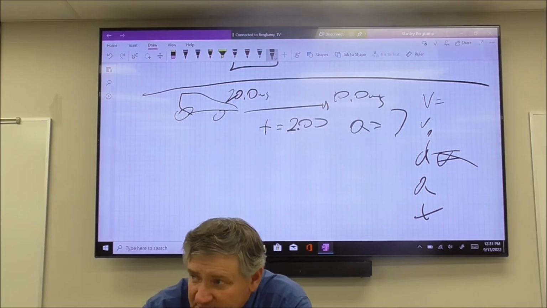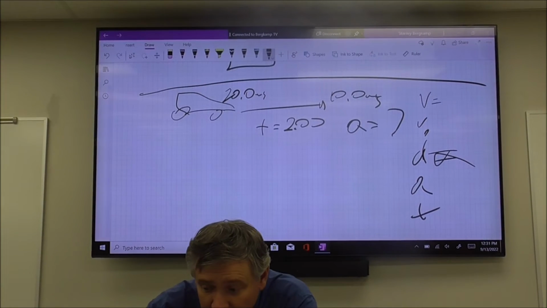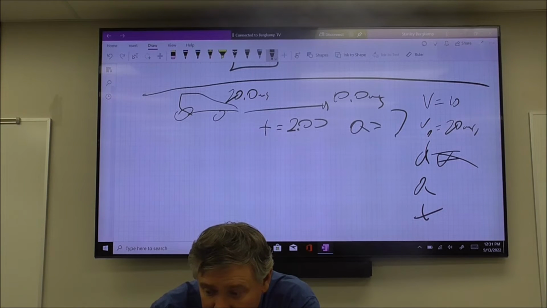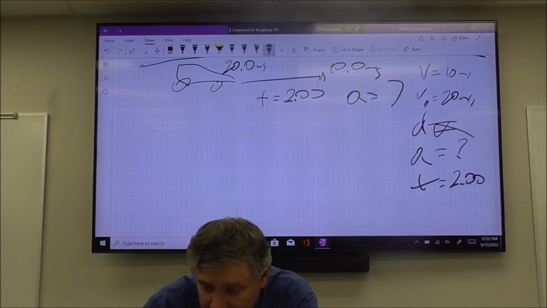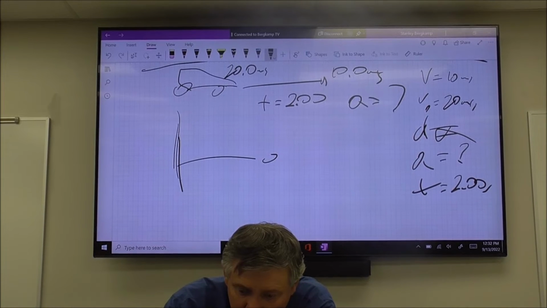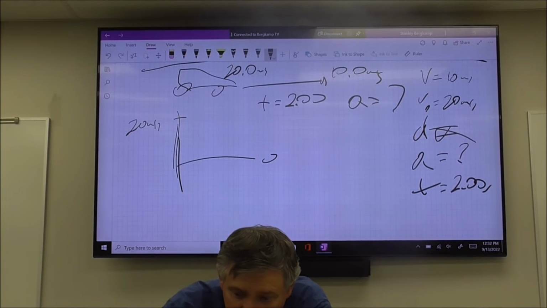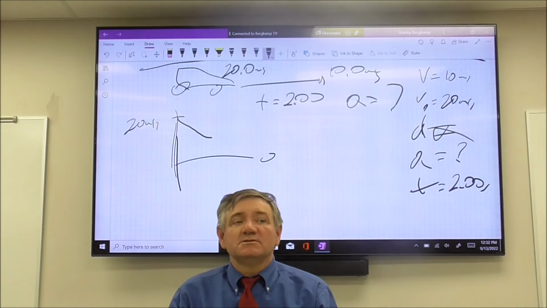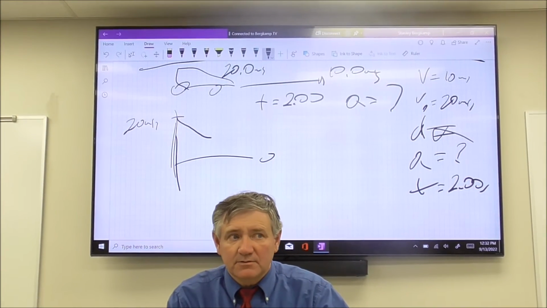But now, what's the difference? Now what's my V naught? It's 20 meters per second. What's my final velocity? 10. My acceleration is still what I don't know. My time is still 2 seconds. So on my velocity time graph, I'm going to start at 20. Where am I going to end up? 10. So right away, am I speeding up or slowing down? So what do I know my sign of my acceleration has to be? Negative. Has to be a negative value, okay?